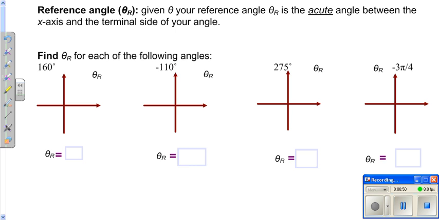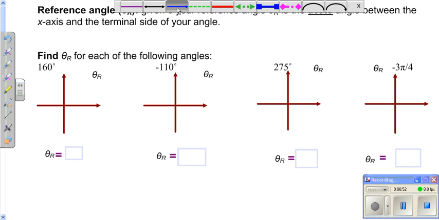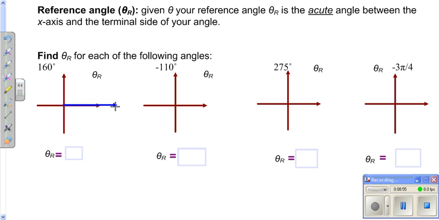So let's go ahead here and take a look at 160. Where's 160 going to be? Well, we start out here and we rotate to 160, and that's approximately over here. Now, it's between your x-axis and this angle, and it's always the smaller of the two. We have this angle or this one here, because they both go between the x-axis and your angle, but it's always the smaller of the two. This is your reference angle. We call it theta with a subscript r.